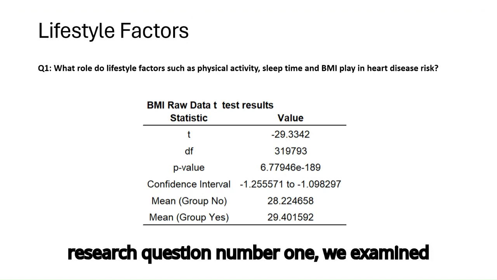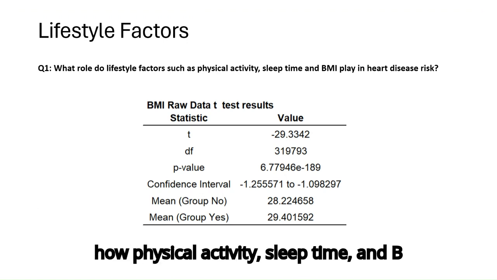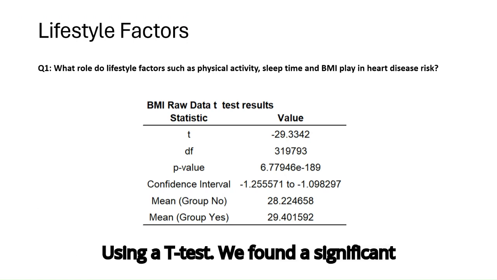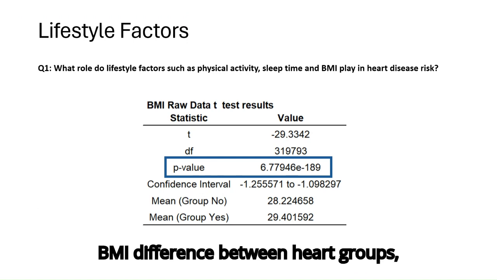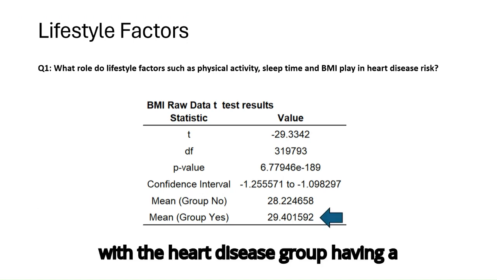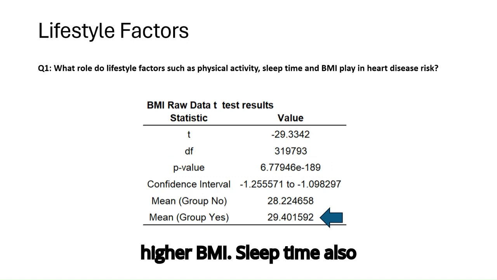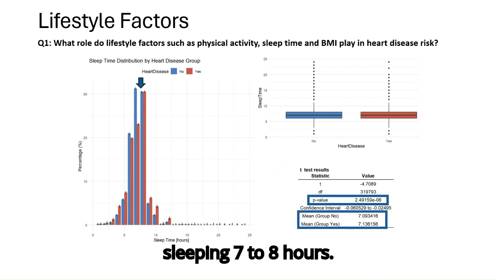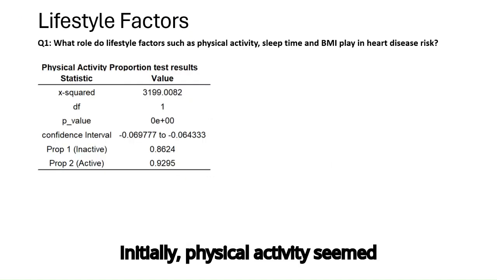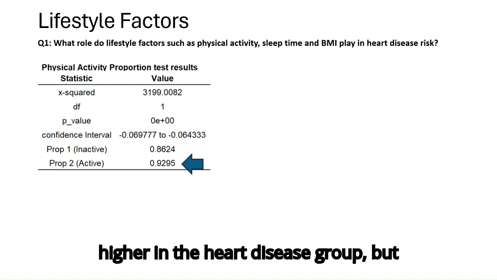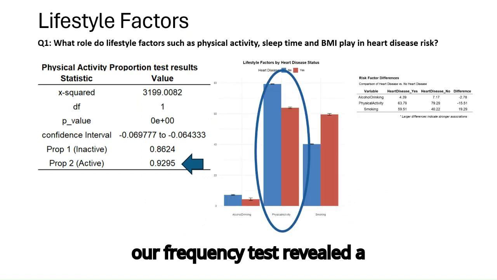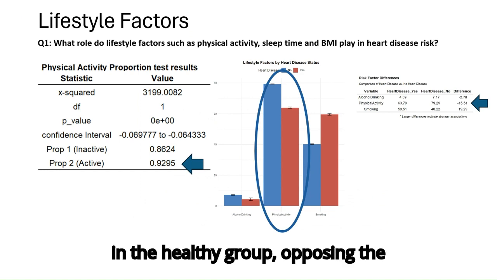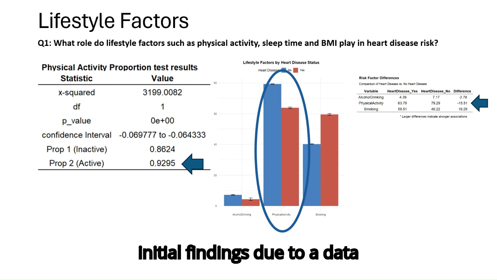To answer research question number one, we examined how physical activity, sleep time, and BMI influence heart disease risk. Using a t-test, we found a significant BMI difference between heart groups, with the heart disease group having a higher BMI. Sleep time also differed significantly, with most people sleeping 7 to 8 hours. Initially, physical activity seemed higher in the heart disease group, but our frequency test revealed a 15.5% higher frequency in the healthy group, opposing the initial findings due to a data bias.